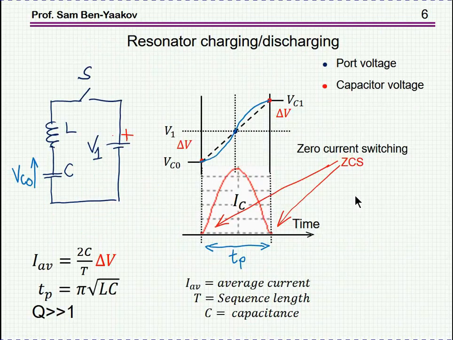Before going into further detail, we need to cover the issue of capacitor charging when a resonator is connected to a voltage source. I'm showing here a resonator, L and C. There is some initial voltage on the capacitor. There is a voltage source here, and I'm showing, just for illustration in a graphical way, the voltage of the capacitor and the voltage of the voltage source, and here we see what happens as the switch is turned on. As it is turning on, there is a resonant current generated here, and it's shown here as a half sinusoidal waveform.